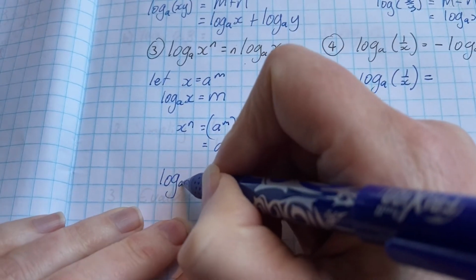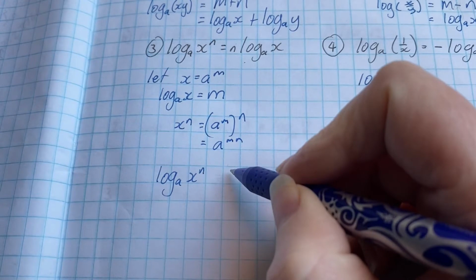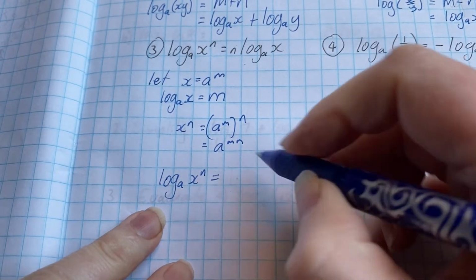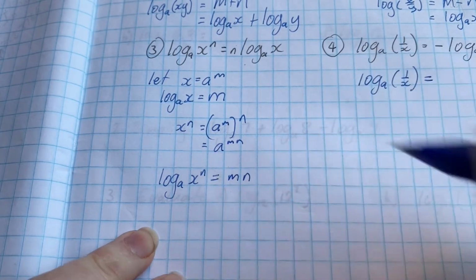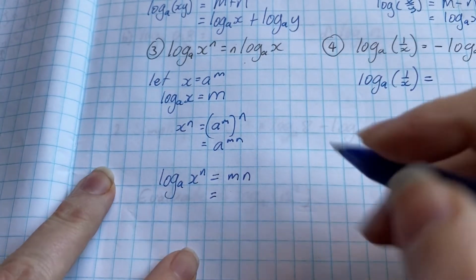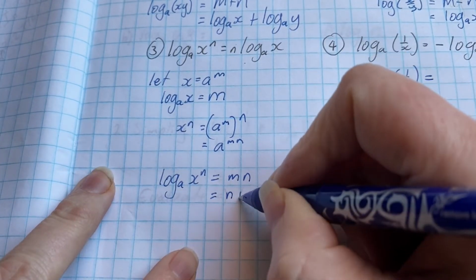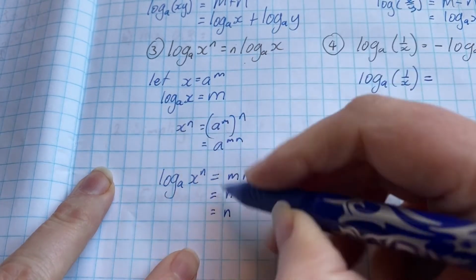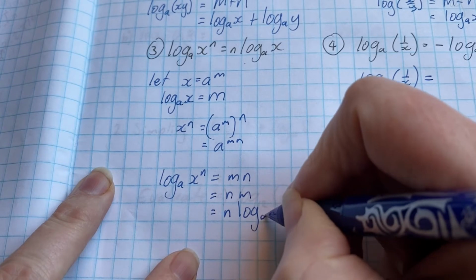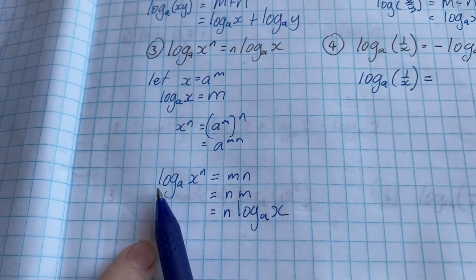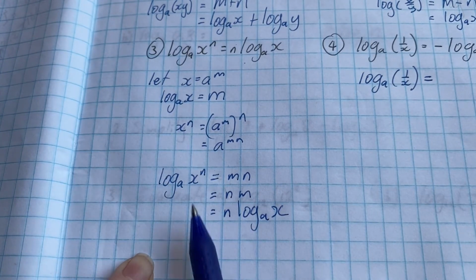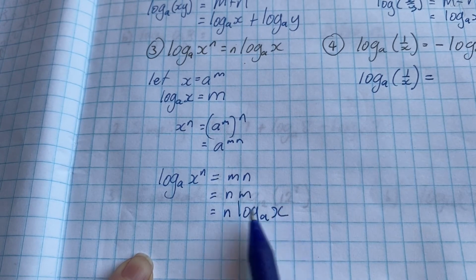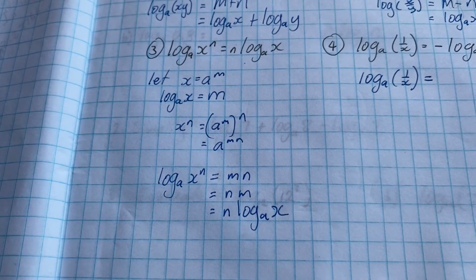Log base a of x to the n is equal to log base a of this side, so that just equals m times n. Let's just write that in the reverse order, so n times m. M is log base a of x. So log base a of x to the n: the n flew out the front, n times log base a of x. Really fantastic, useful log law.